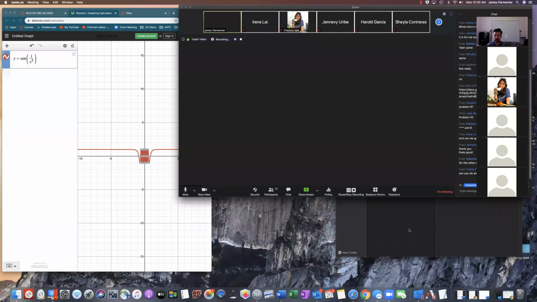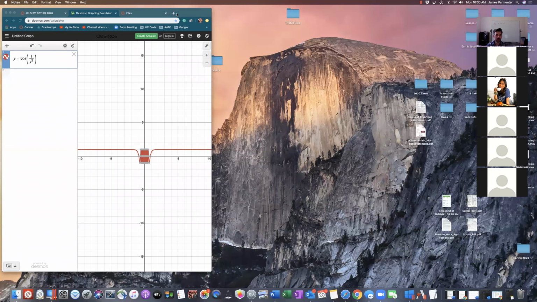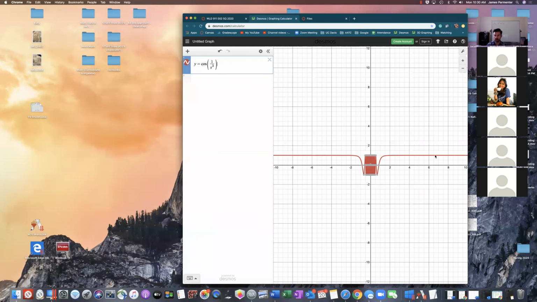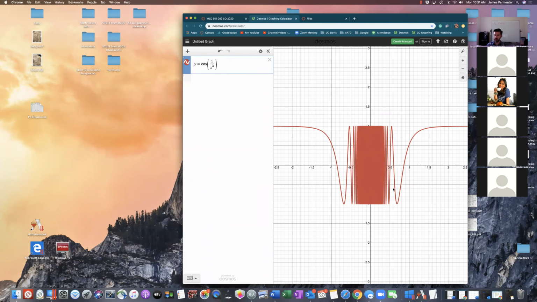I can minimize that, sorry. Here's the graph of cosine of 1 over x cubed. And you can see it gets super ridiculous in the middle there, right? And if we zoom in a little bit, it's doing the thing where it just bounces back and forth between 1 and -1 all the time.